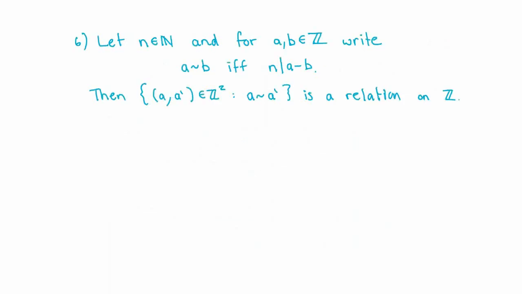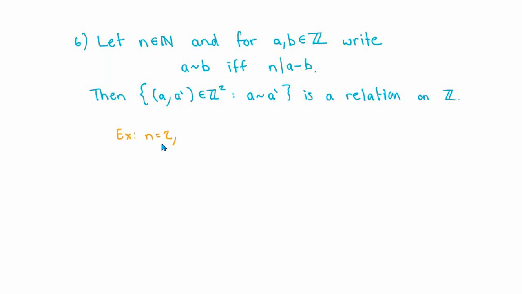Finally, this is a very important example. And in fact, the next 2 videos are going to be devoted entirely to this example. Let n be a natural number, and let's define a relation on the set of integers by the rule that two integers a and b are related to each other if and only if their difference is divisible by n.